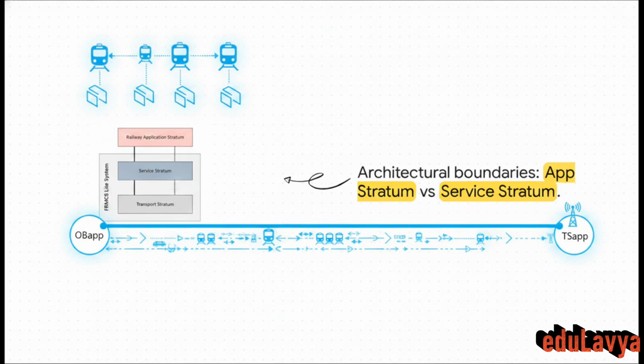For the systems physically riding on the train, this interface point is called OB-APP, or the onboard application reference point. For all the systems sitting on the ground, it's called TS-APP, the trackside application reference point. Every single packet of data bouncing between a train and the network crosses these specific thresholds.